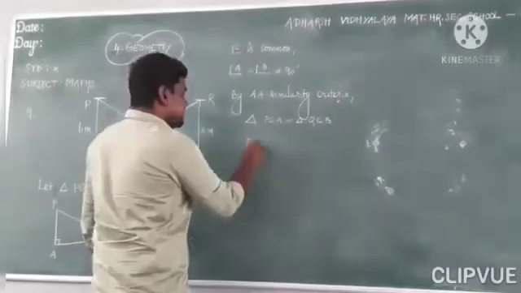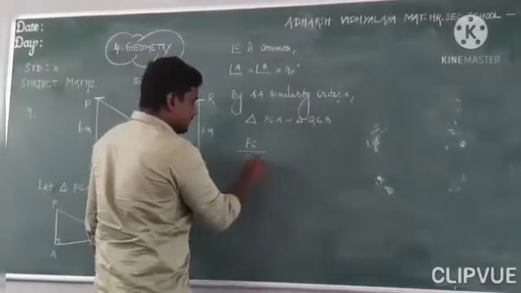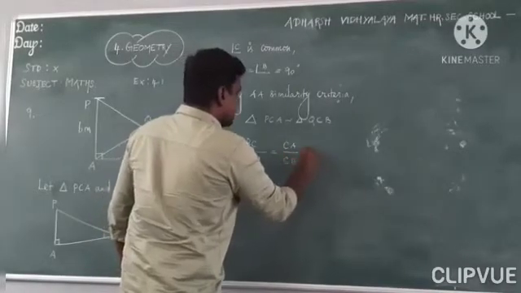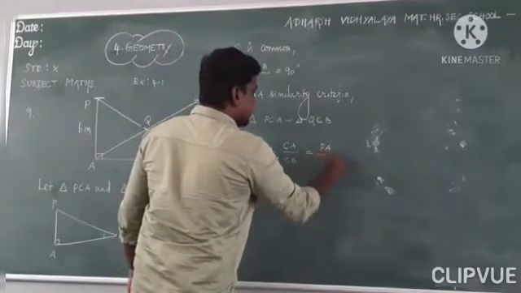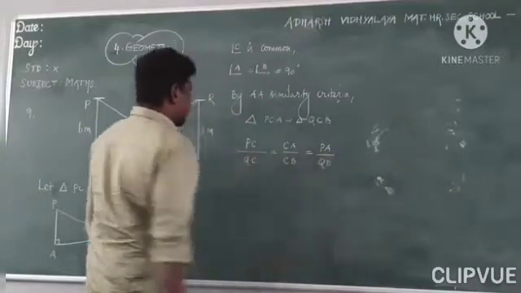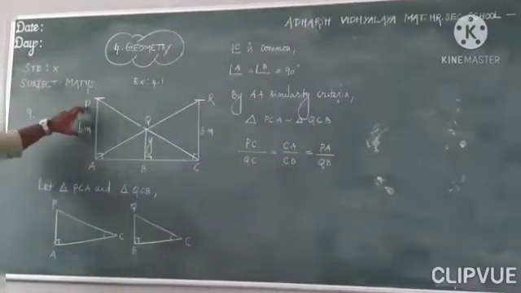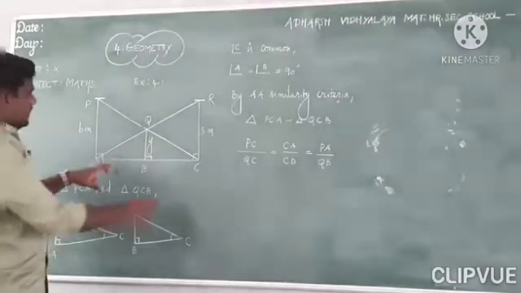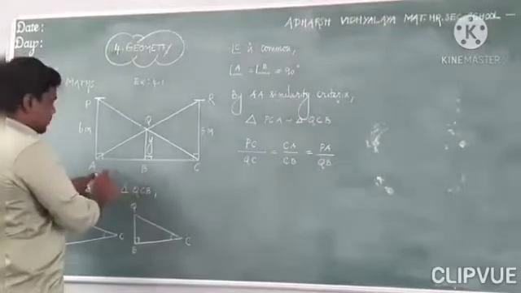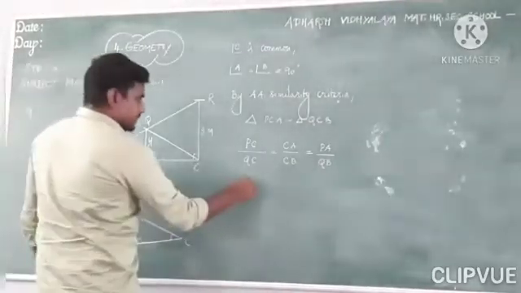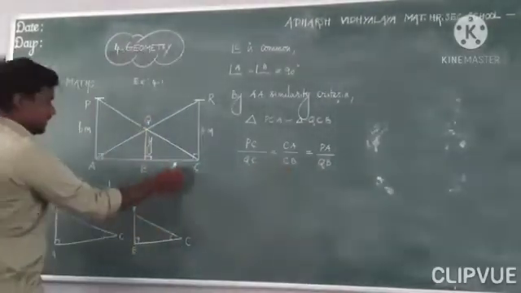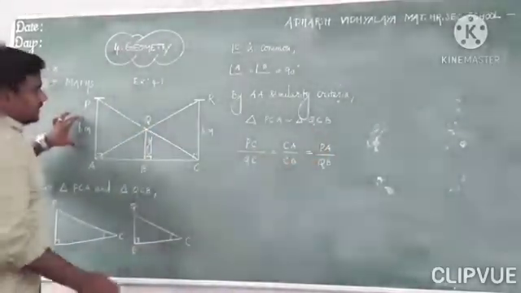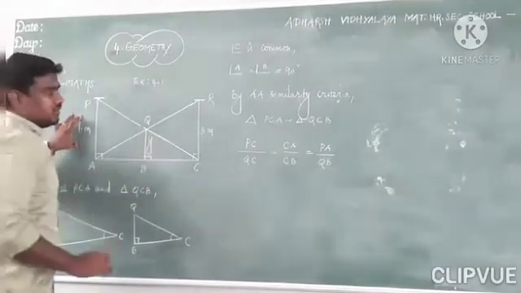The corresponding sides: PC by QC is equal to CA by CB is equal to PA by QB. So what is PC? We do not know the value of PC. CA is given by AB plus BC, CB as it is, and PA is equal to 6 meters, and the QB value we are going to find.